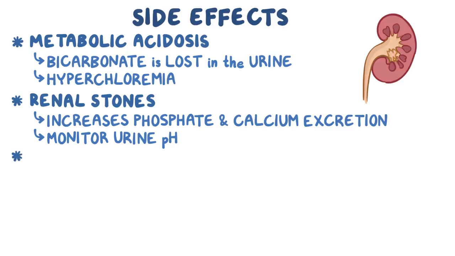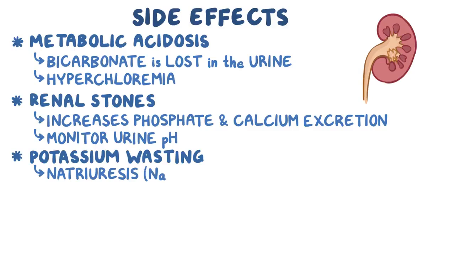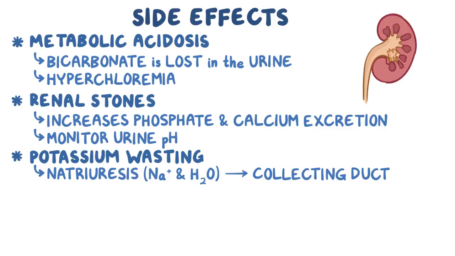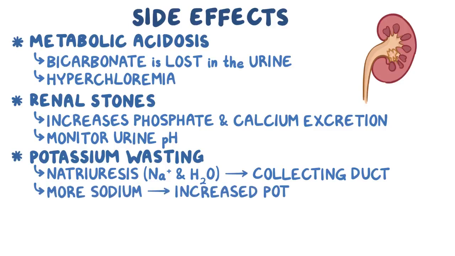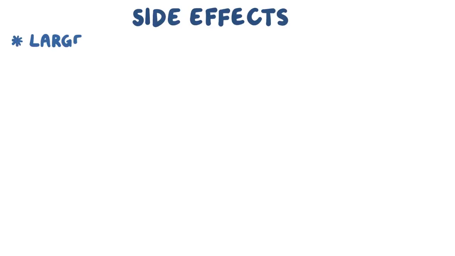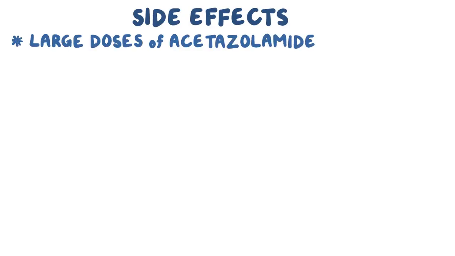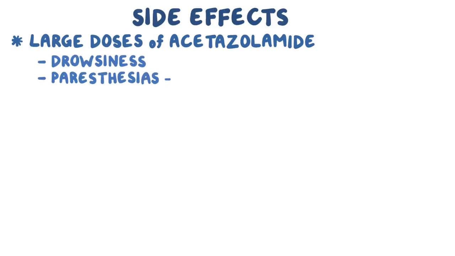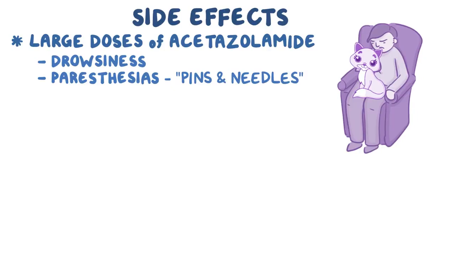Another side effect is renal potassium wasting, because these medications increase natriuresis, meaning more sodium, and along with it, water reaches the collecting duct. Inside the collecting duct, more sodium leads to an increased potassium secretion from the blood into the lumen, which is lost in the urine. With large doses of acetazolamide, patients may develop neurological side effects like drowsiness and paresthesias, which is just a fancy word for that pins and needles sensation you'd get if a large cat took a nap on your legs, as so often is the case.